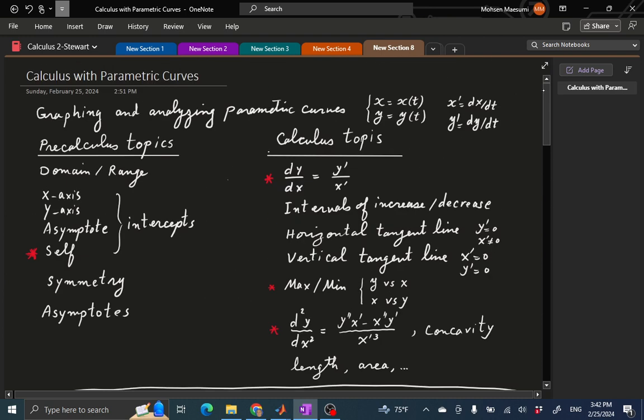So we looked at the issue of what the derivative is. We looked at the horizontal and vertical tangent lines. We want to look at the issue of intervals of increase and decrease, maximum, minimum. One question is, which way are you looking at the function? Are you looking at y versus x or x versus y? Let's go ahead and investigate that further.